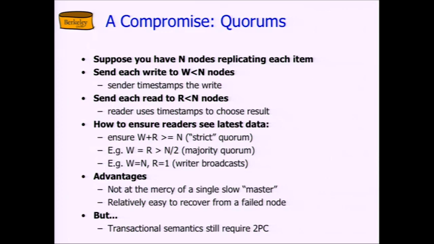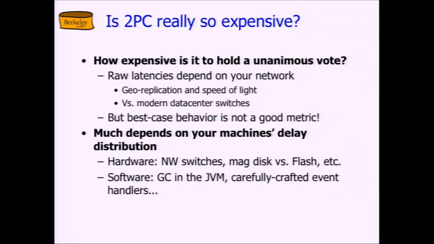All right, but suppose we really want transactions. We're going to need, at the end of this, to ensure that all the nodes have updates that they like and are willing to commit a transaction, and that would require 2-phase commit. Is 2-phase commit a bad thing? Is it expensive? Maybe it's not that bad. How expensive is it really to hold a unanimous vote? All we're sending is like one little packet to everybody, and then everybody sends one little packet back, more or less. Well, the latencies of sending that packet depend on your network, right?